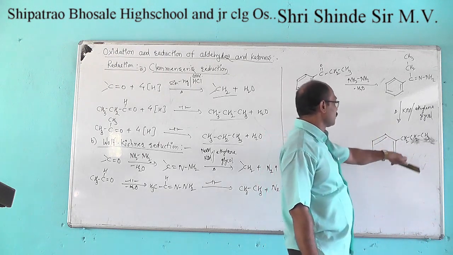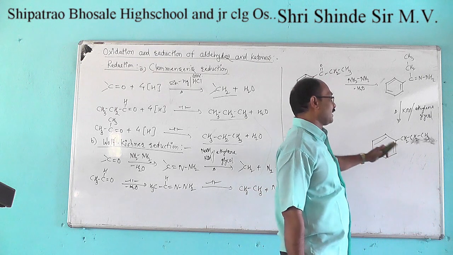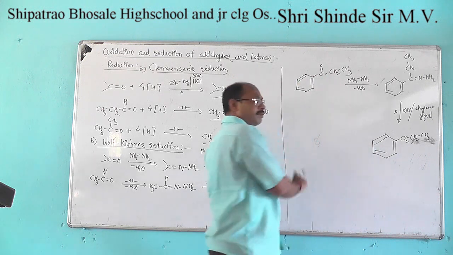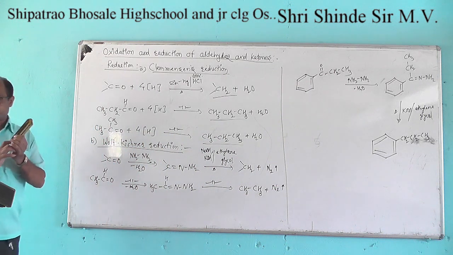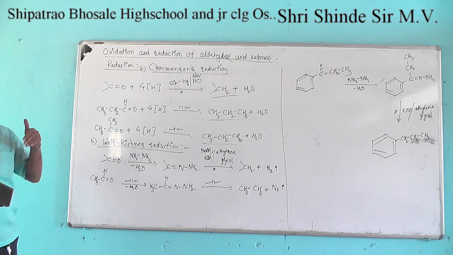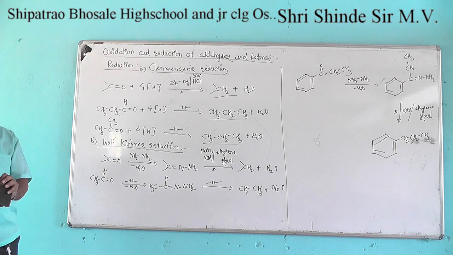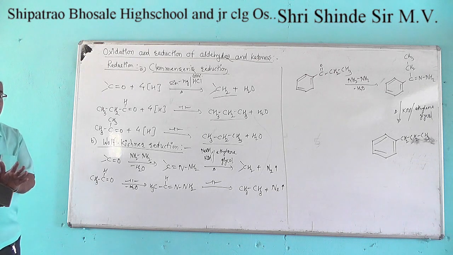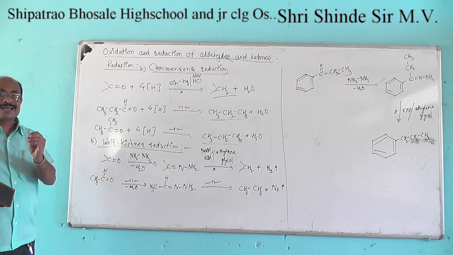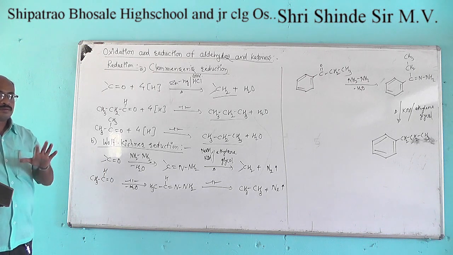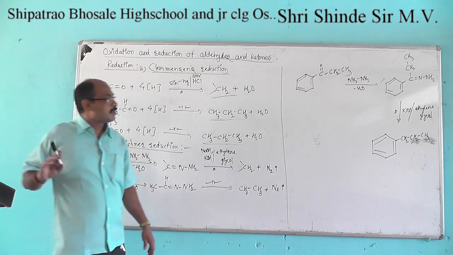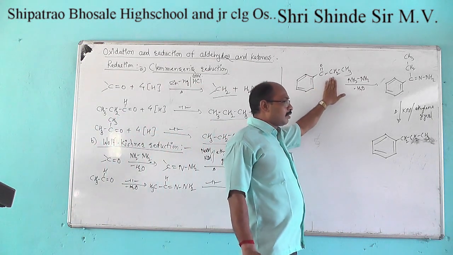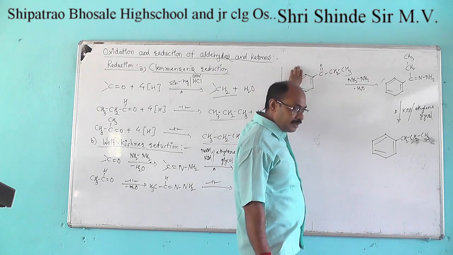Alkyl benzene means n-propyl benzene. This reaction, the Wolff-Kishner reduction reaction, is useful for the formation of straight chain alkyl benzenes, which is not possible by the Friedel-Crafts acylation reaction. We are having the formation of those alkyl benzenes which have a long chain alkyl group on the aromatic ring, on the benzene ring.